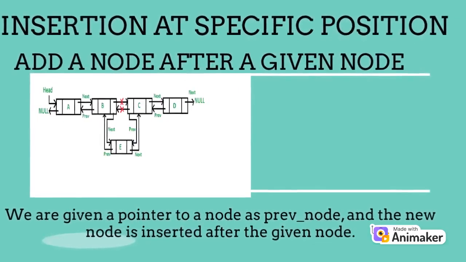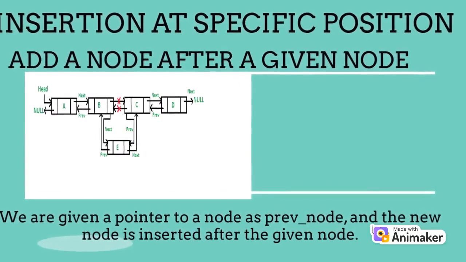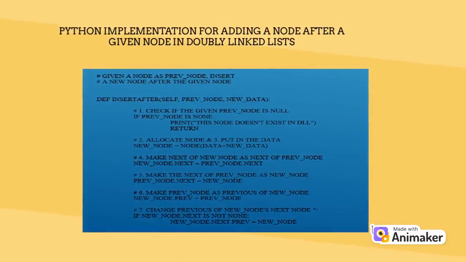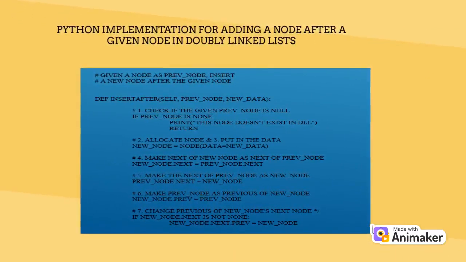Insertion at a specific position. The diagram shows adding a node after a given node. In this diagram we are given a pointer to a node as prev_node, and the new node is inserted after the given node. This is the Python implementation for adding a node after a given node. In this we have to pass two arguments. One is prev_node for storing the address of the previous node, and new_data for storing the new node's value.